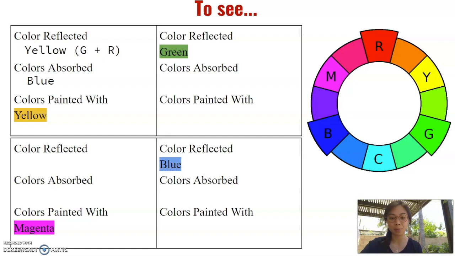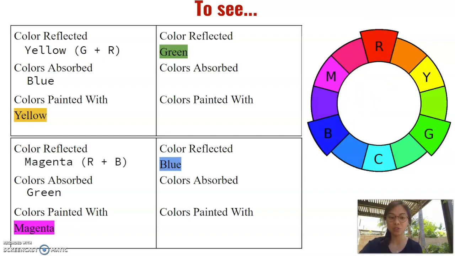Let's do another paint example. Let's say that we want the color to be magenta. That means that the pigment must be absorbing its complementary color, and so its complementary color is green. Therefore, the paint that we're painting with will be reflecting the two remaining colors, which are red and blue, and if we combine red and blue, that gives us magenta.